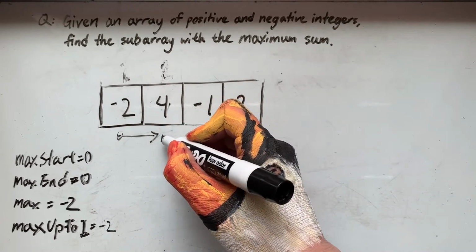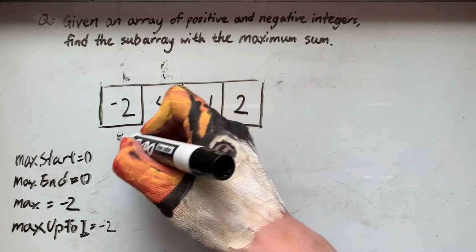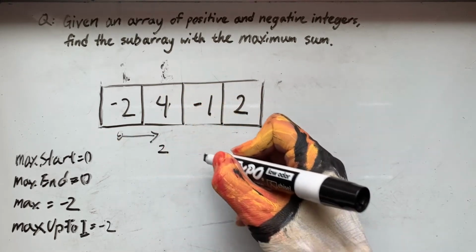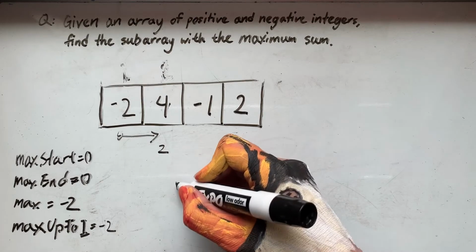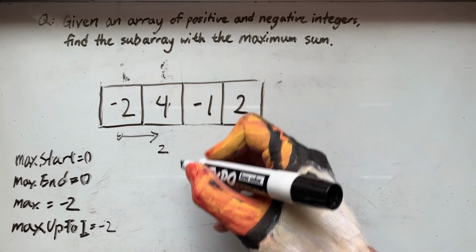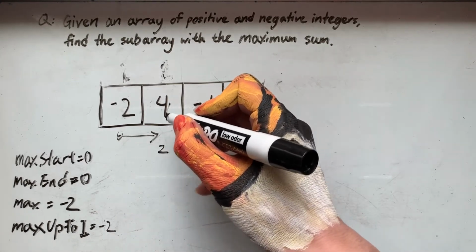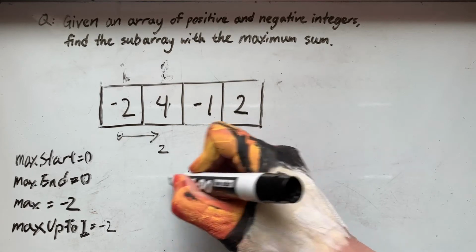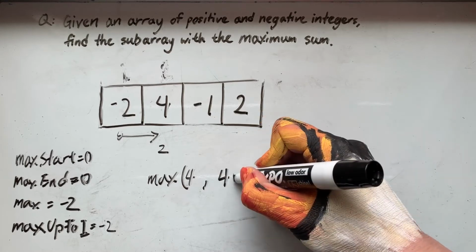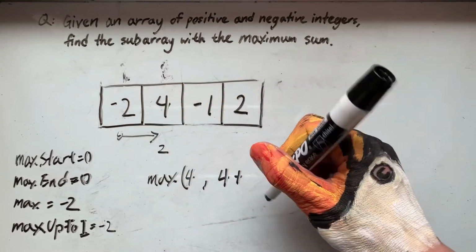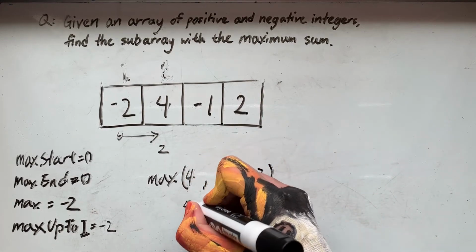Here we have a of I equals 4. And 4 plus -2 gives you 2. So the maximum up to I, if you remember, Kadane's algorithm says that the maximum up to I is equal to the maximum of a of I, which is 4, and a of I plus max up to I minus 1, which is 2, and the maximum of that is 4.